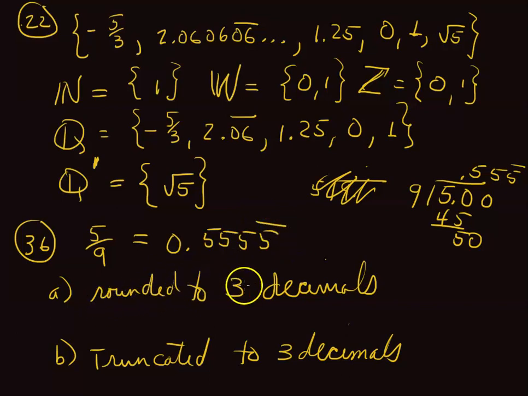Because if we want it rounded to 3 decimals, then we need 0.556. If the 4th place is 5 or above, you go to the next one. If we want it truncated, it's 0.555. Just chop off after 3.